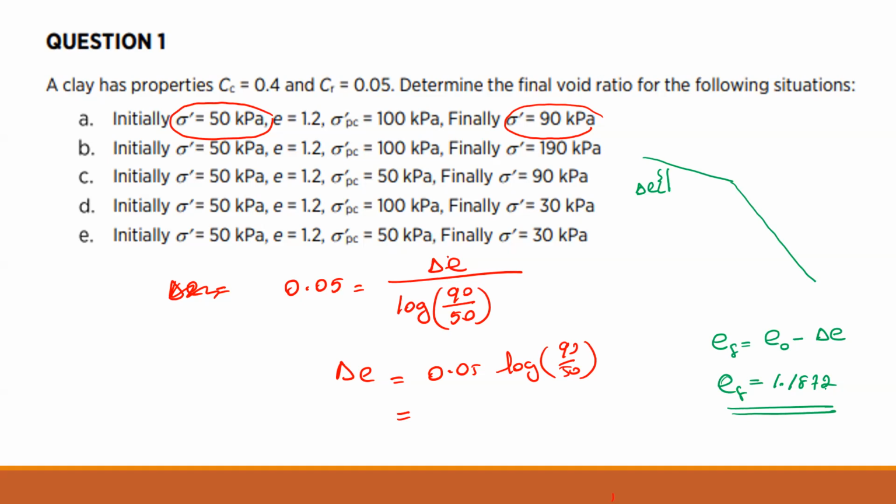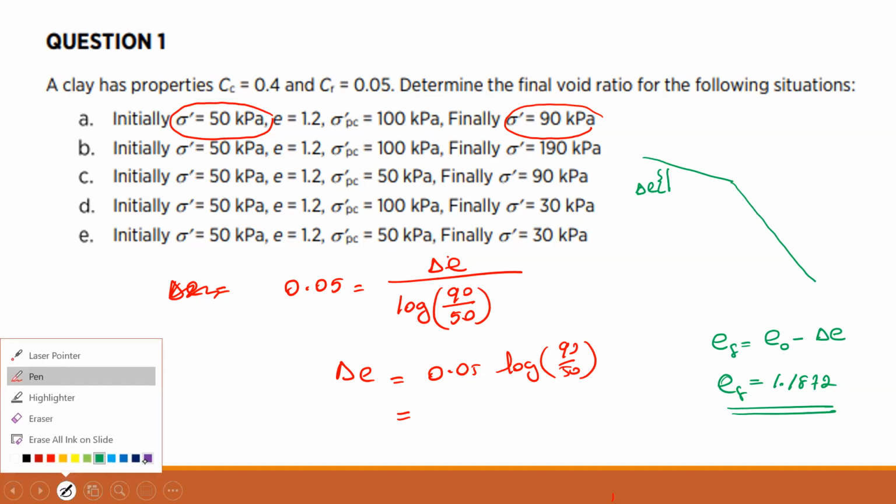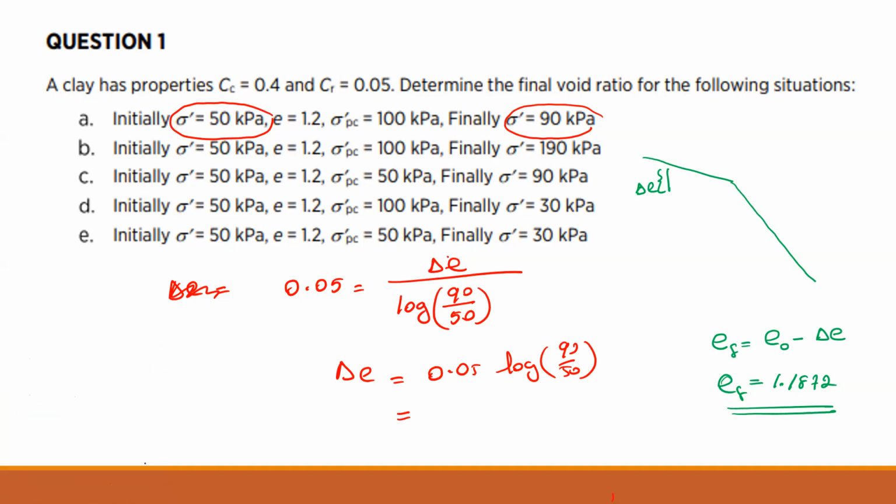Do you get this, or are you getting a different value? Yeah, I got 1.1873. Yeah, I got that. Okay, yeah. How about you, Karen? Yeah, I got that. Okay, that's good. Let's do the next one.